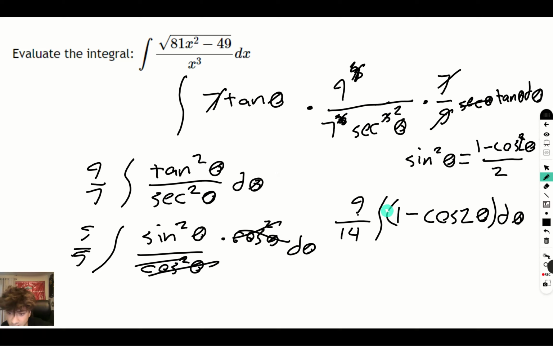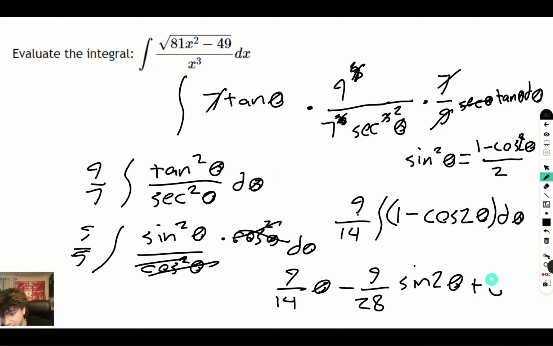Final step, do this simple integration. We'll get 9/14 theta minus 9/28 sine 2 theta plus C. Going from cosine to sine, yeah, the sine stays the same. So there you have it. This is how you solve. And yeah, that's how you go about solving this problem.